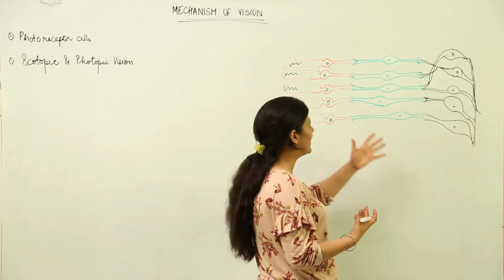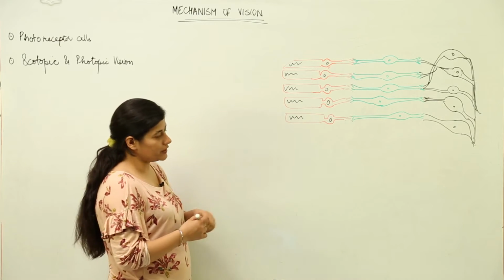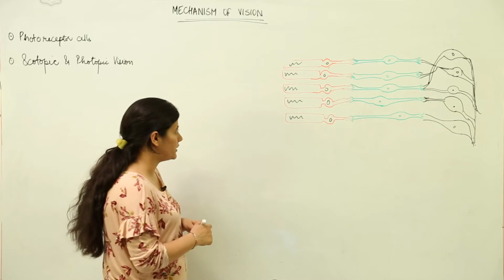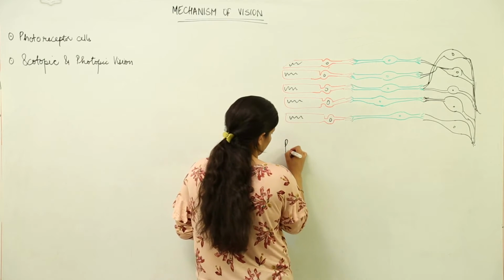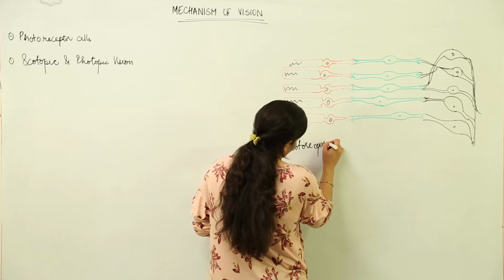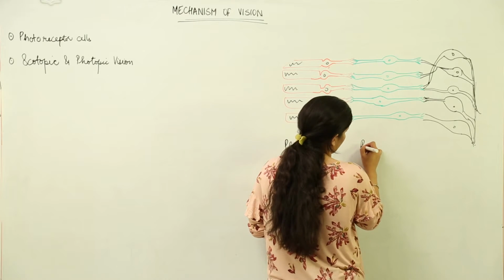It is a little bit distorted again, but what you see over here is that there are 3 layers of cells. Cells are arranged in 3 different layers. The first layer is of photoreceptor cells. The second is of bipolar neurons.